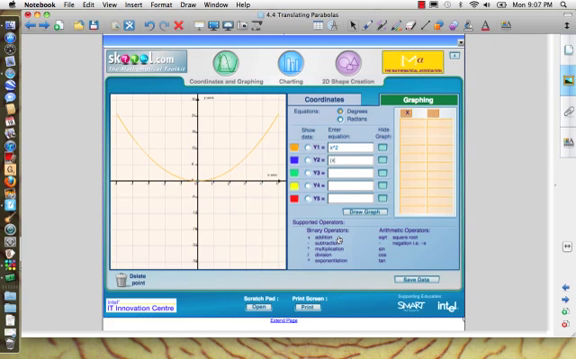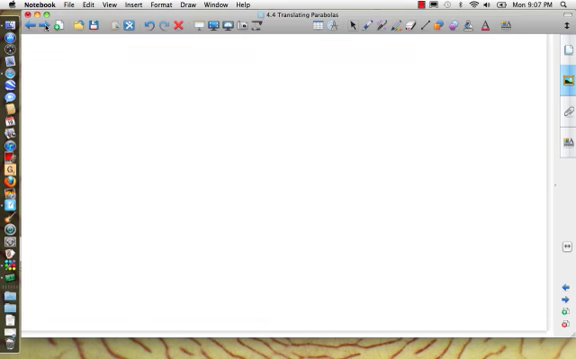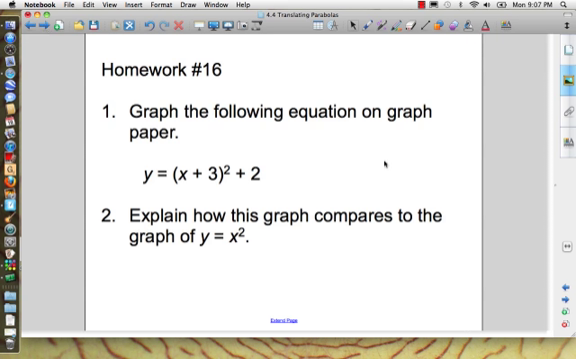So if I do x minus 2 squared, that's going to move it 2 units to the right. And then suppose I say plus 12. That's going to move it 12 units up. Okay, so the minus 2 moved it over 2, and the plus 12 moved it up 12. So what used to be at the origin is now right here. Okay, for your homework, graph the following equation on graph paper, y equals x plus 3 squared plus 2, and then explain how that compares to the graph of y equals x squared.